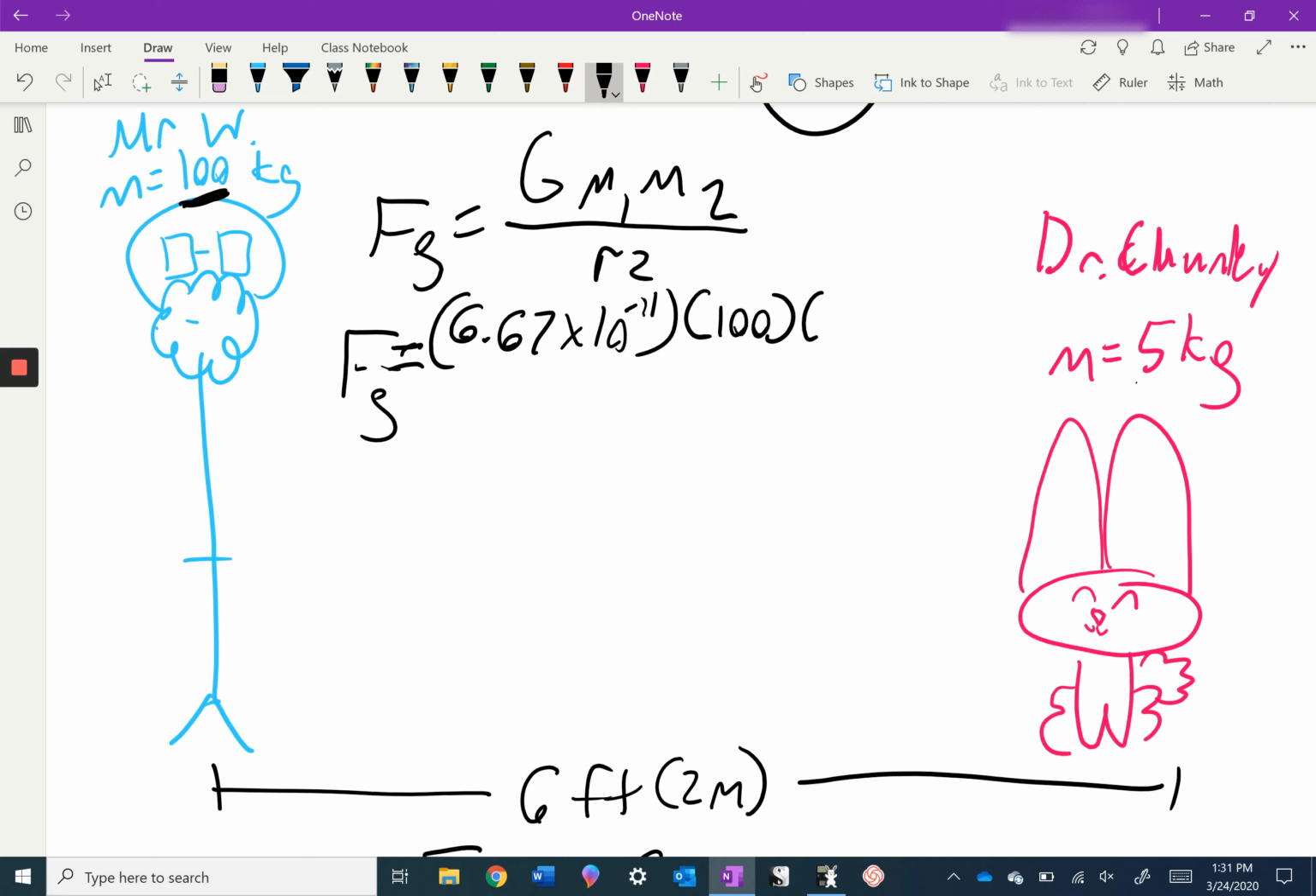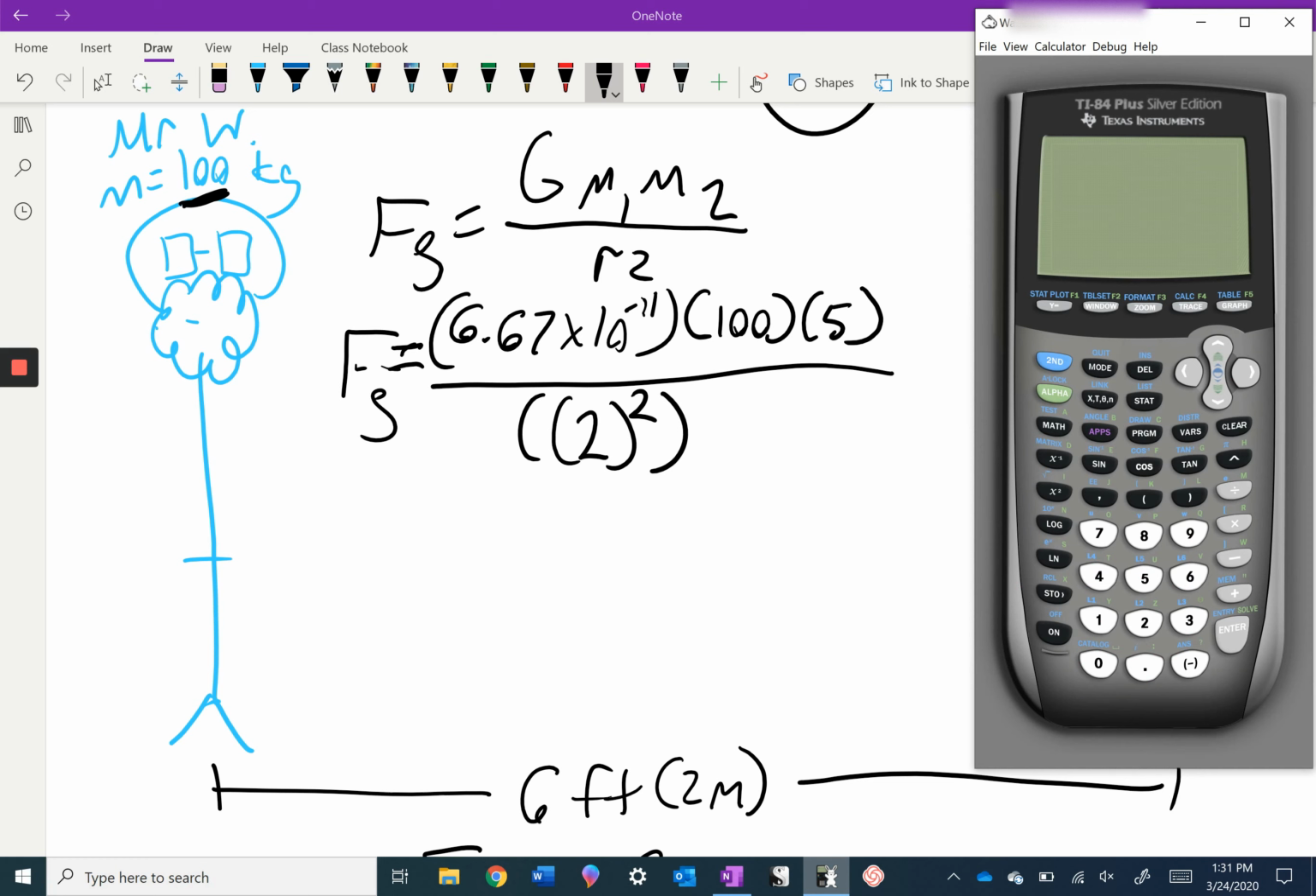Times our mass number 2, which is going to be our 5 kilograms. All that divided by our radius, which is 2 squared. And I'm going to put that in parentheses anyway because it helps me out when we look at the calculators later. So I'm going to go ahead and pull up my calculator here.